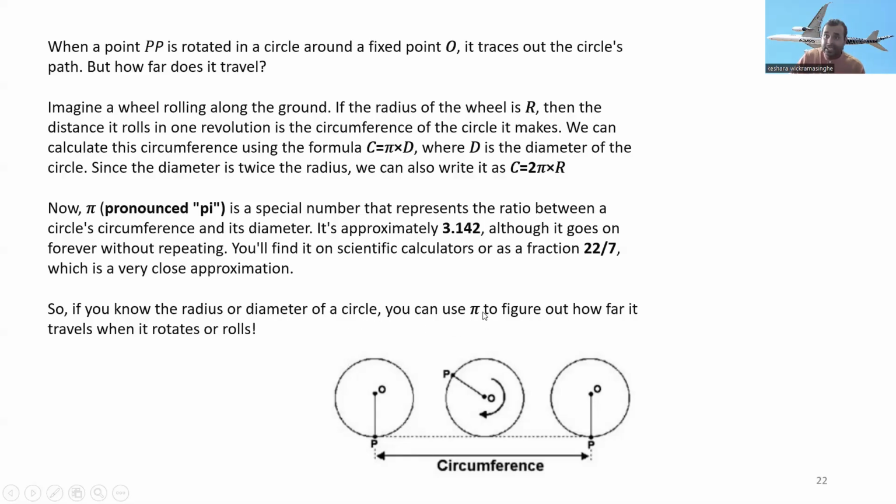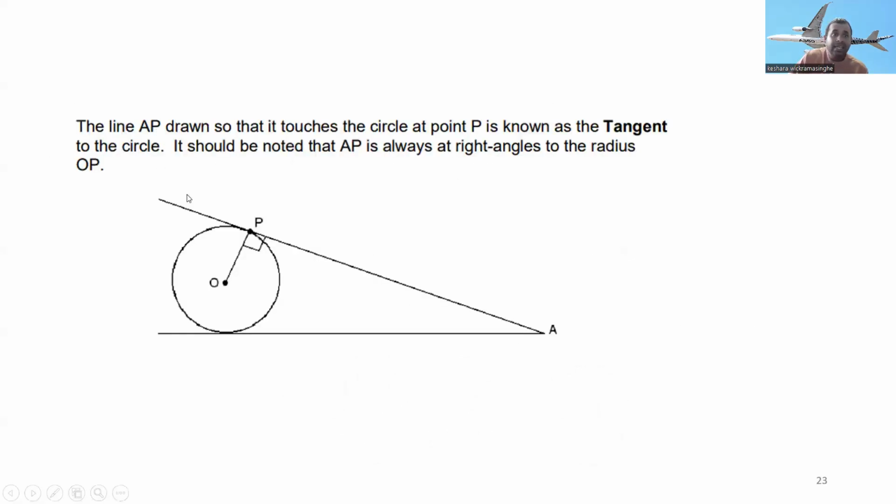If you already know the radius or the diameter, you can use π to figure out how far it travels when it is rotated, right? You can see the line AP here, which touches the circle at point P. The line AP that touches the circle at point P is known as a tangent. We will talk about tangents later. So this is a tangent to the circle. It should be noted that AP is always at right angles to the radius OP.